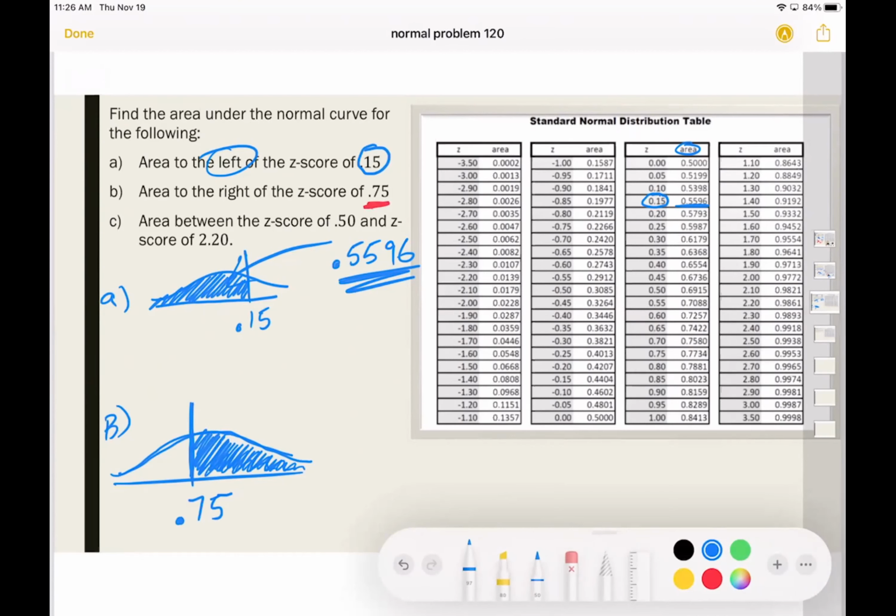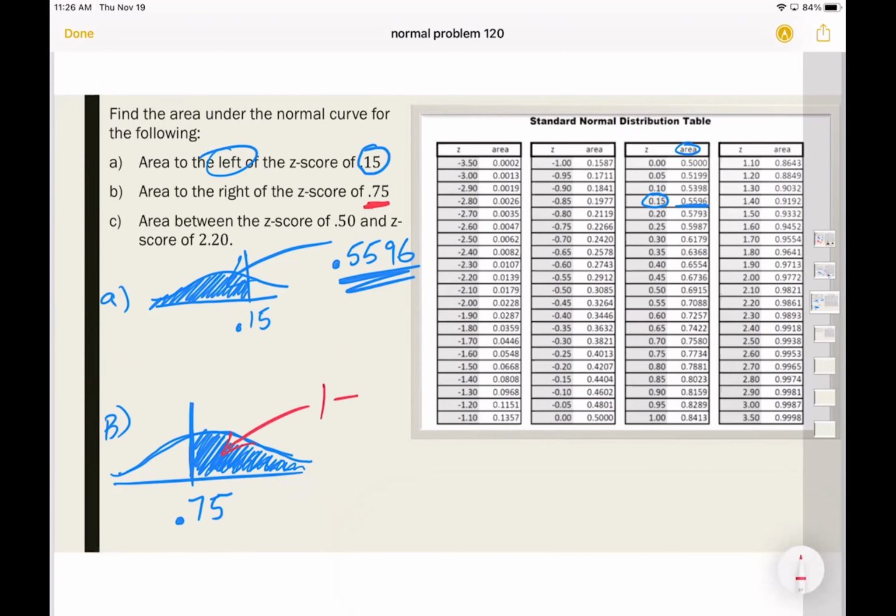This just gives us an idea that if I find the area to the left, the answer is in my table. If I'm finding the area on the right, I need to take 1 minus the area. And that's what the graph tells me to do. If it's to the left, the answer is in the table. To the right, I need to take 1 minus that.